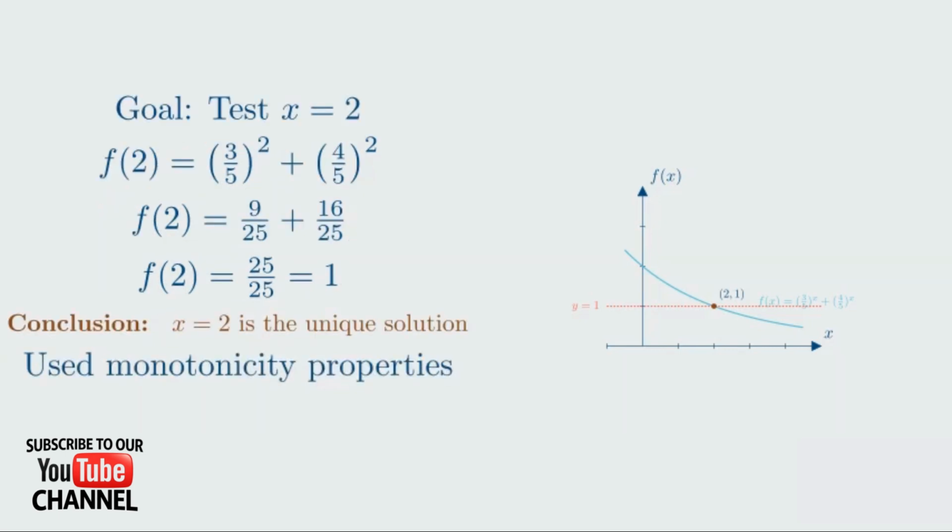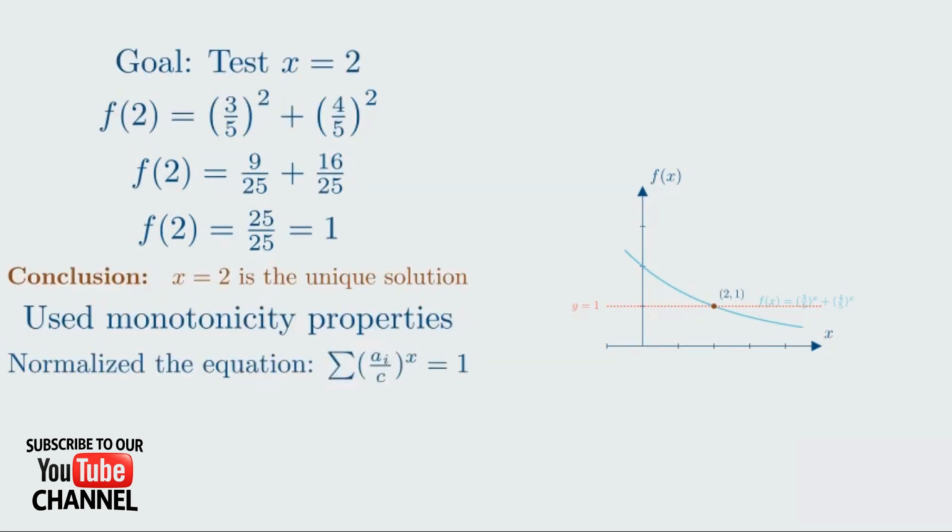In this lesson, we used the properties of exponential functions and the concept of strictly monotonic functions to solve a transcendental equation. By normalizing the equation, we turned a sum of exponentials into a clear, solvable problem.